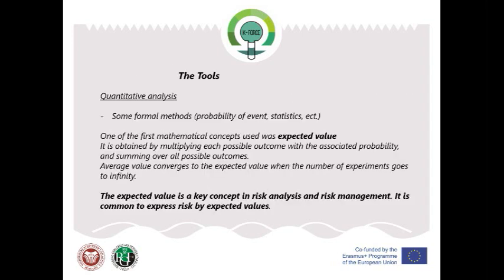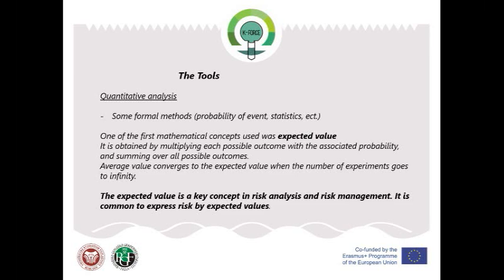To do qualification and quantification of some risk, we need a mathematical basis. Quantitative analysis involves some formal methods like probability of events, statistics, and different mathematical tools and concepts. One of the first mathematical concepts used was expected value. It is obtained by multiplying each possible outcome with the associated probability and summing over all possible outcomes. Average value converges to expected value when the number of experiments goes to infinity. The expected value is the key concept in risk analysis and risk management.